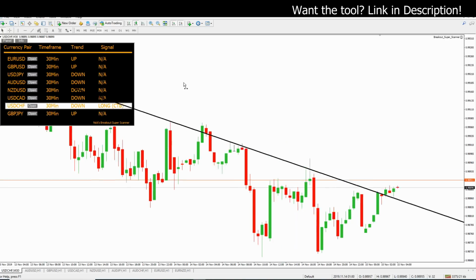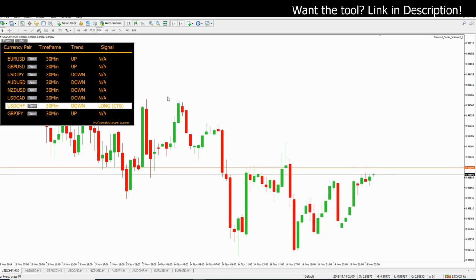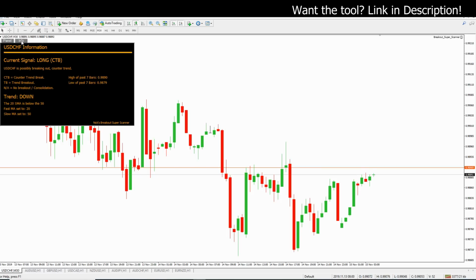The tool is sitting here live updating, and you can see that, again, we have this concept where price is breaking through that trend line. We're starting to see a counter trend break. And let's say that we wanted to get a little bit more information about this particular signal that the bot has told us. Well, we just go up here to the info tab, click that, and take a look.